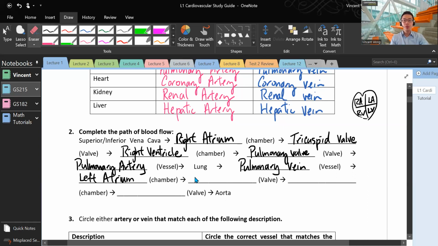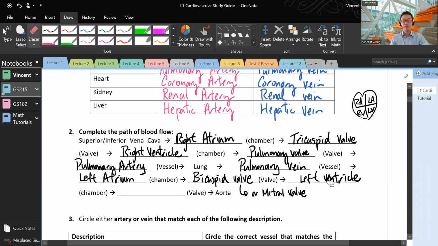The blood will go through another valve. This time it is the bicuspid valve. Instead of having 3 flaps, it only has 2 flaps. A tricycle has 3 wheels, a bicycle has 2 wheels, right? So tricuspid valve, 3 flaps, bicuspid valve, 2 flaps. Sometimes the textbook will call this the mitral valve. It's the same thing. And then through the bicuspid valve, it will go into the left ventricle.